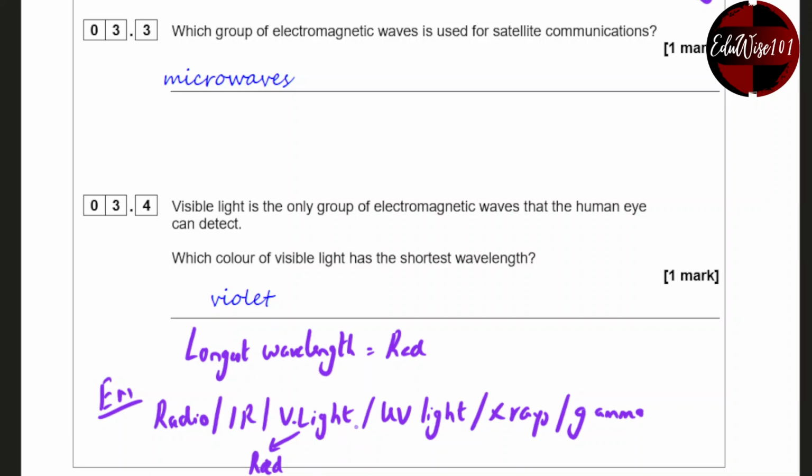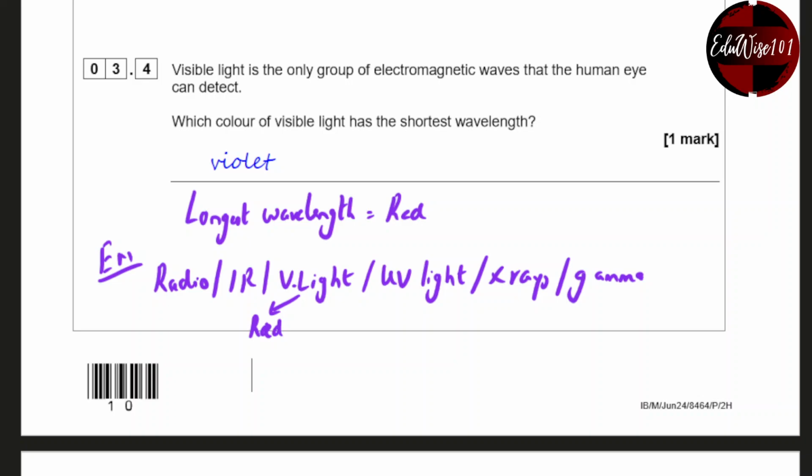So if you remember the order, then it's also easy to remember which color has the longest and the shortest wavelength. And UV light is very similar to blue light, so it's violet in color.